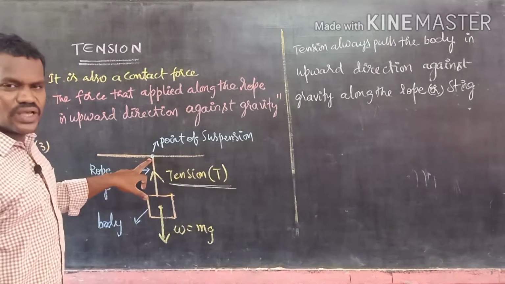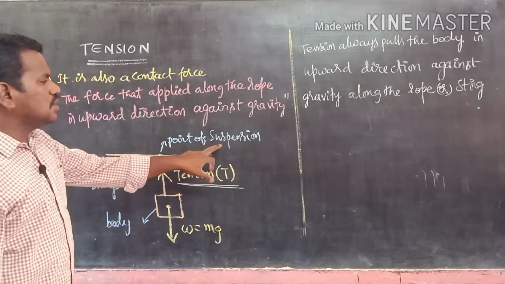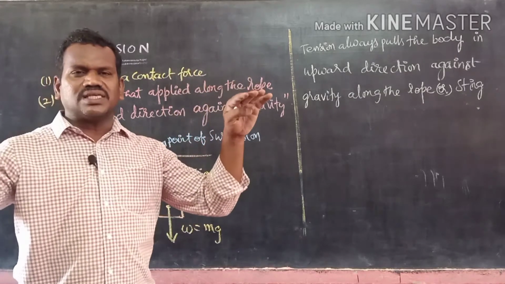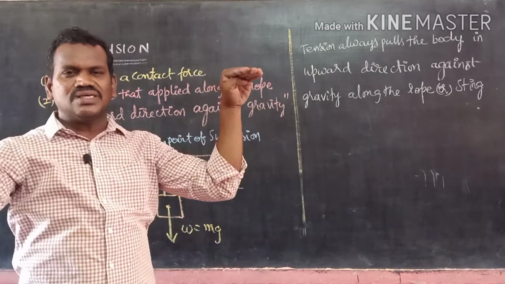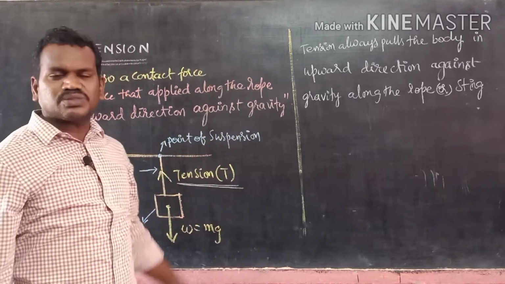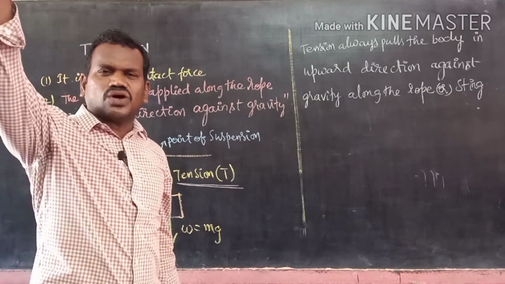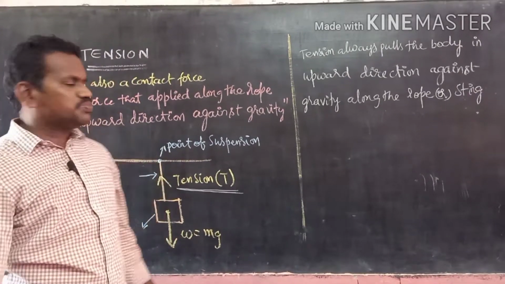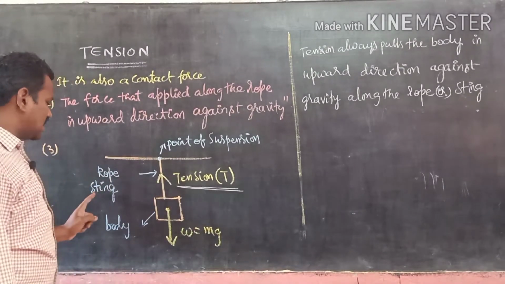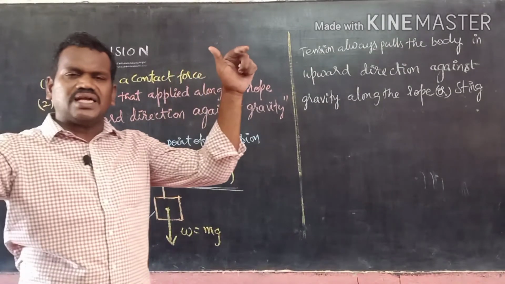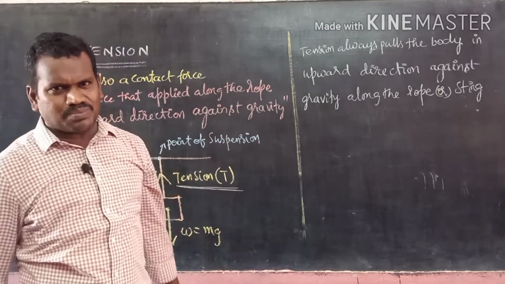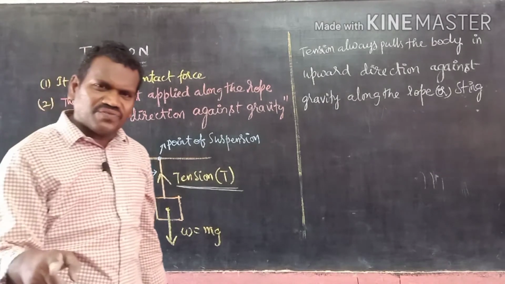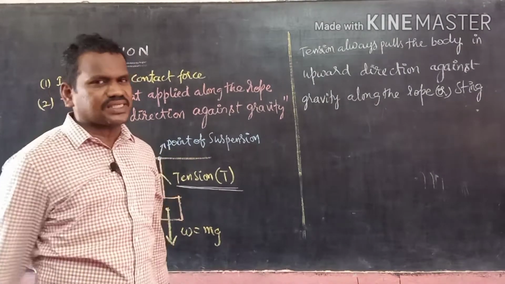The point where we suspend that object is called the point of suspension. For example, when we do exercises by holding the terrace with our hands, the terrace is the point of suspension. Where the crane is lifting the object, that is also the point of suspension. From the point of suspension onwards, whether it is your rope, your string, your hands or a monkey, whatever it may be, in that direction the force is acting. It is an invisible force, we can't see it, but it exists.